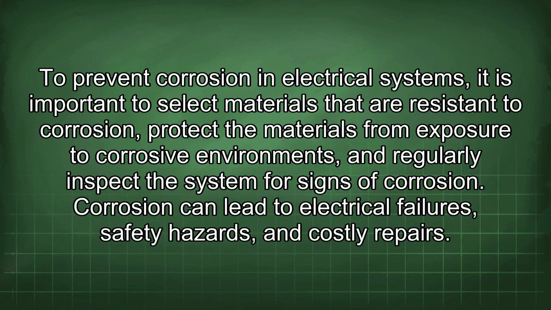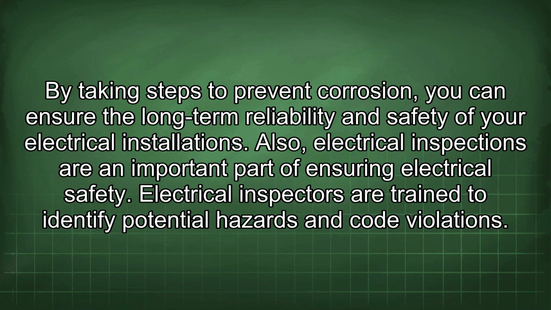To prevent corrosion in electrical systems, it is important to select materials that are resistant to corrosion, protect the materials from exposure to corrosive environments, and regularly inspect the system for signs of corrosion. Corrosion can lead to electrical failures, safety hazards, and costly repairs. By taking steps to prevent corrosion, you can ensure the long-term reliability and safety of your electrical installations.